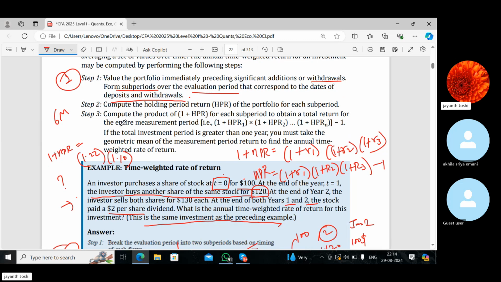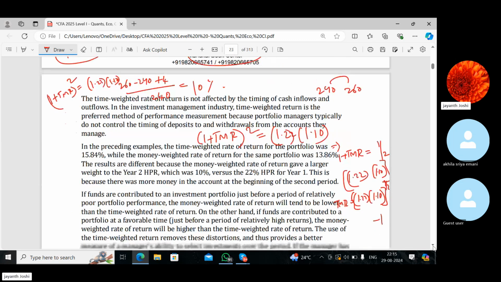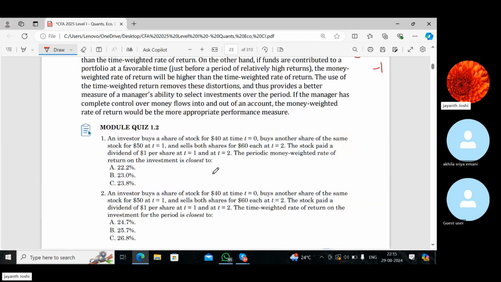So what they are saying is, to compute the product of this for each sub period to obtain a total return for the entire measurement period. Sub period is nothing but half yearly or quarterly, but they are saying very clearly, if the total investment period is greater than 1 year, you must take the geometric mean of the measurement period returns to find the annual time weighted rate of return. So you know the formula for geometric mean, right? Geometric return, sorry.